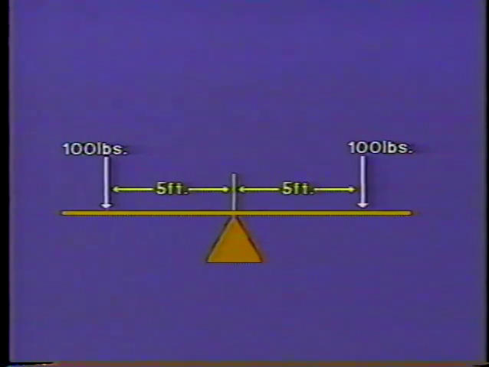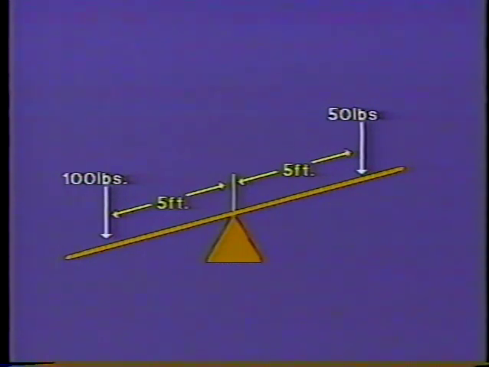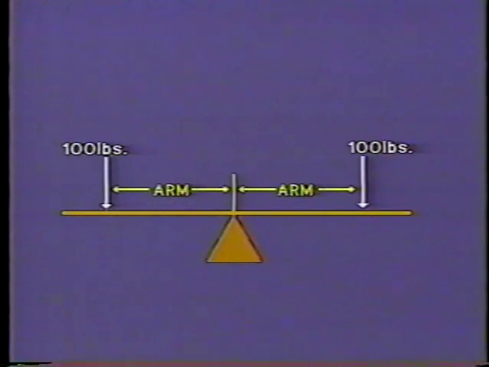The same concept is true for any weights placed on a board attached to a pivot point. Equal weights placed the same distance from the pivot point will balance. If there is no weight on one end, the end with the weight stays on the ground. If one weight is heavier than the other, the end with the heavier weight stays on the ground. Only when the weights are equal will the board balance.